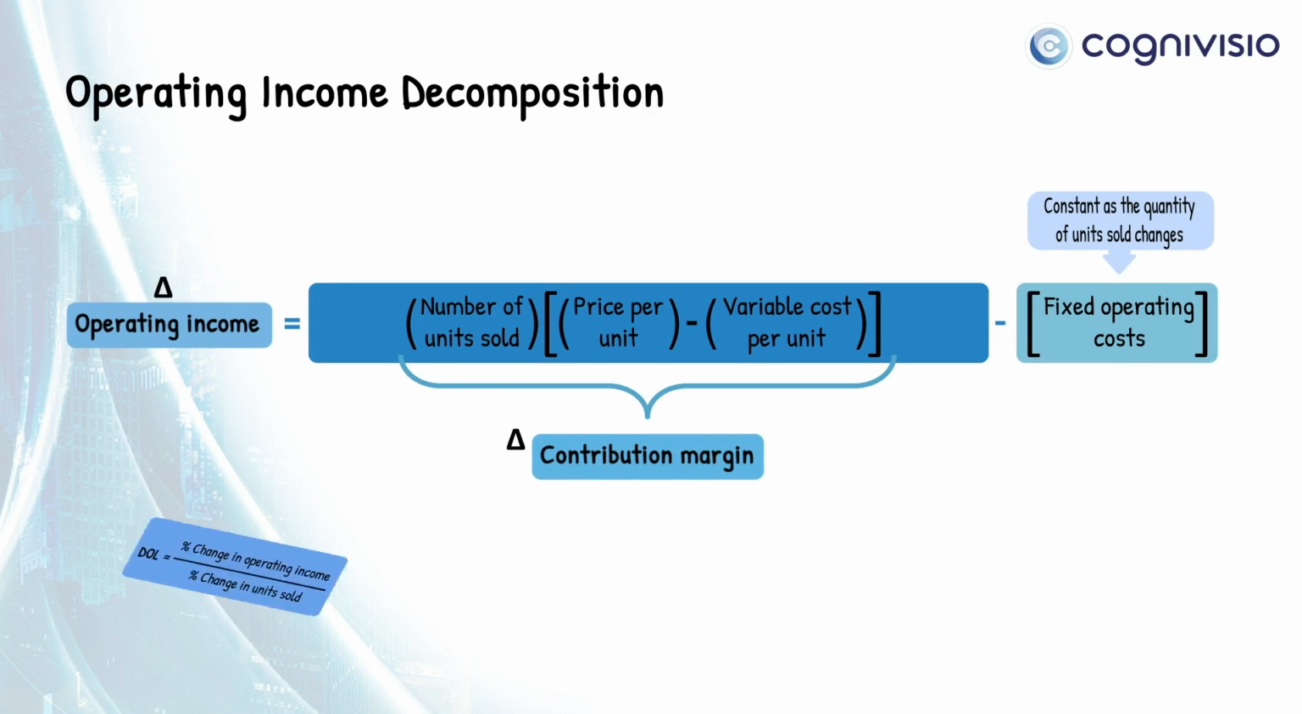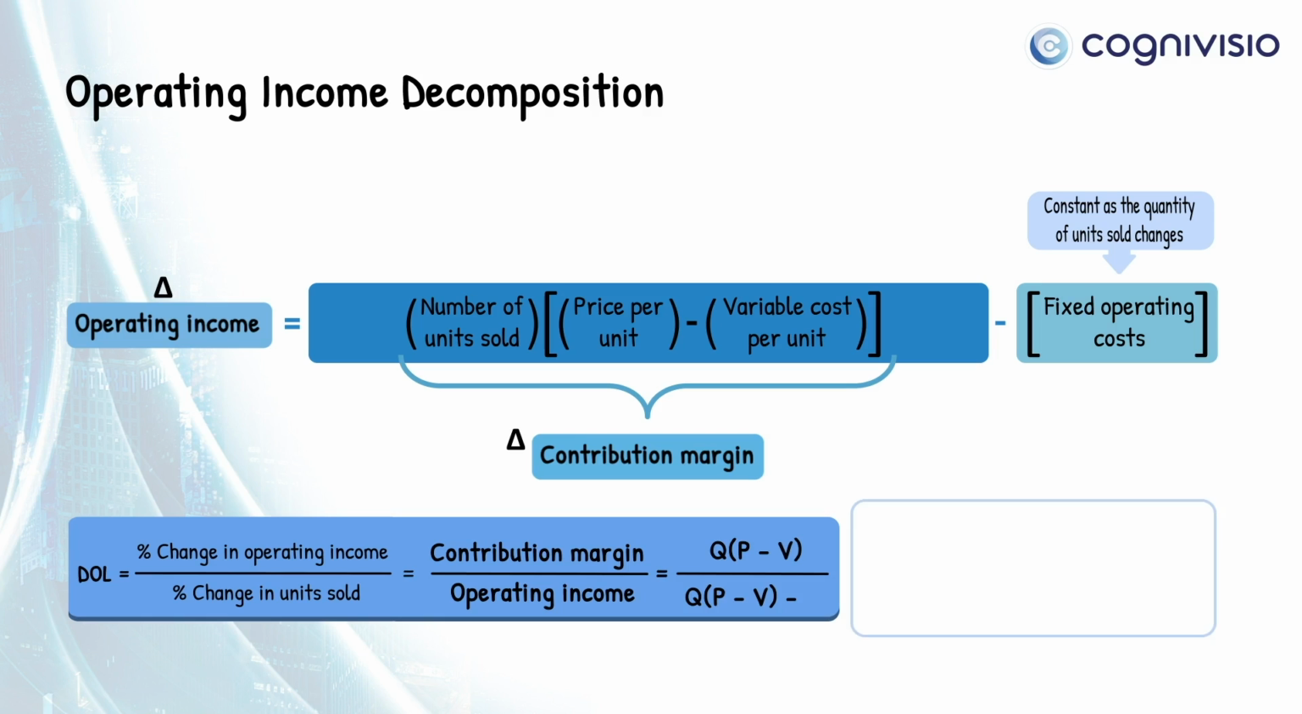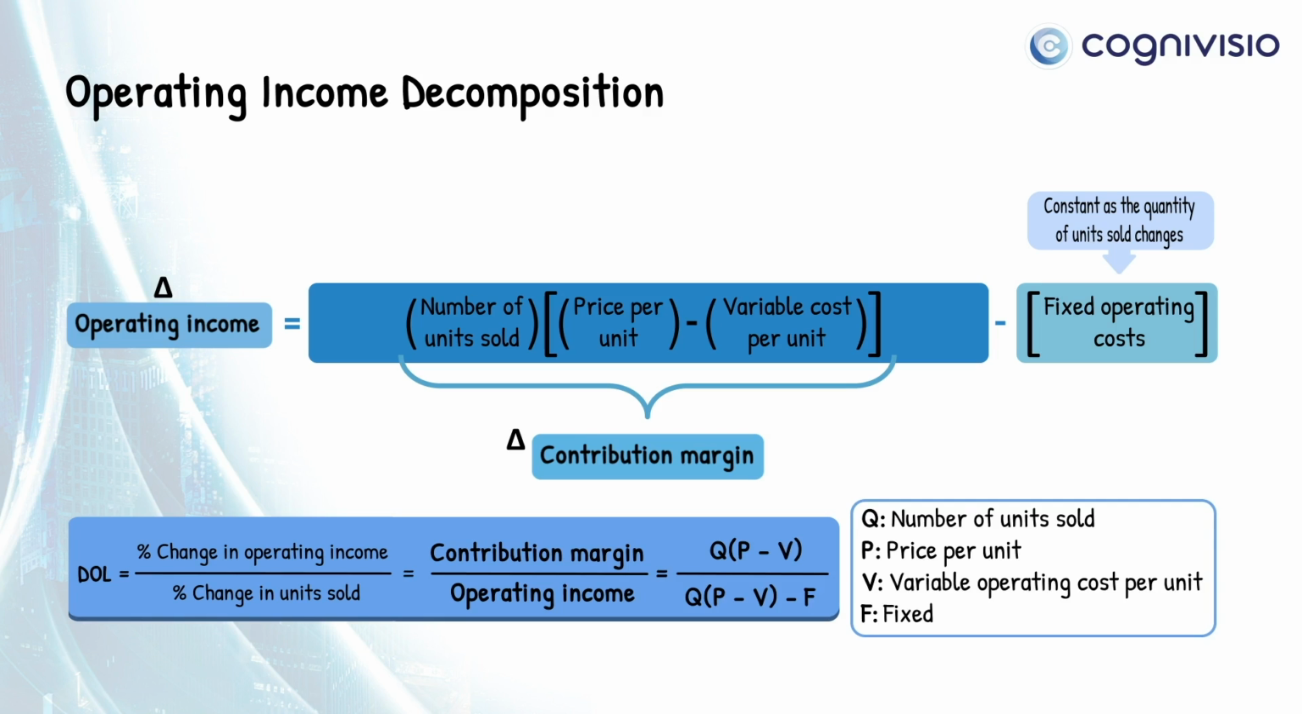We can conclude that the DOL is the contribution margin divided by the operating income at a certain level of units sold. Then DOL is equal to Q times (P minus V) divided by Q times (P minus V) minus F, where Q is the number of units, P is the price per unit, V is the variable operating cost per unit, and F is the fixed operating cost.